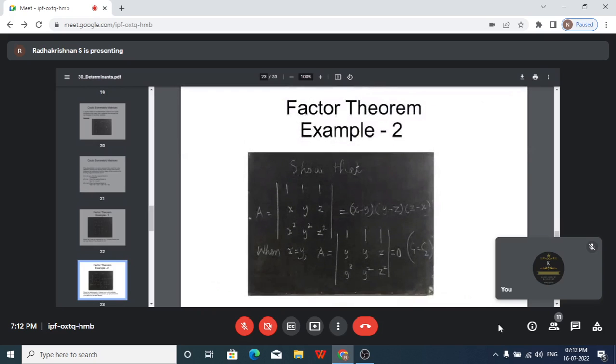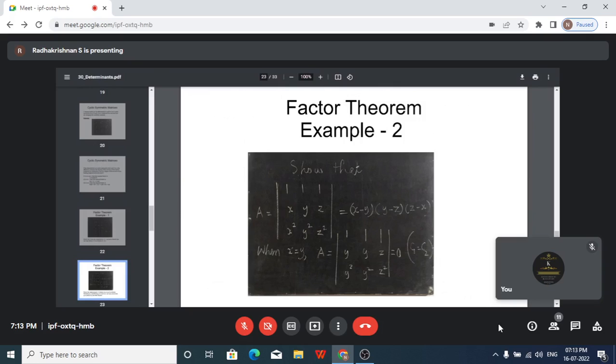Okay, so if you put x equal to y, the first column will become 1 y y square. Second column is already 1 y y square. So the value of the determinant is 0. So when x equal to y, c1 becomes equal to c2. Therefore x minus y is a factor, right?